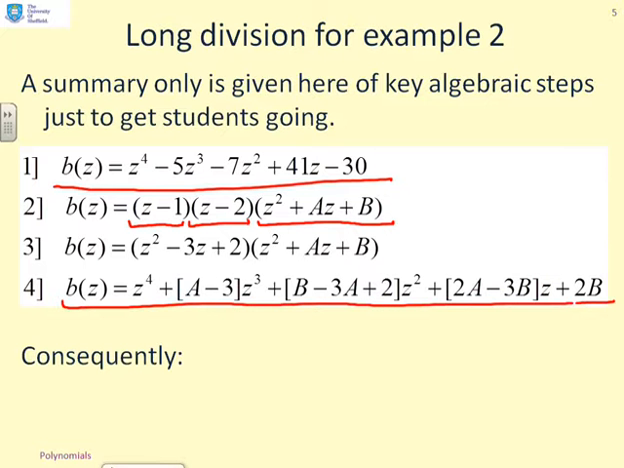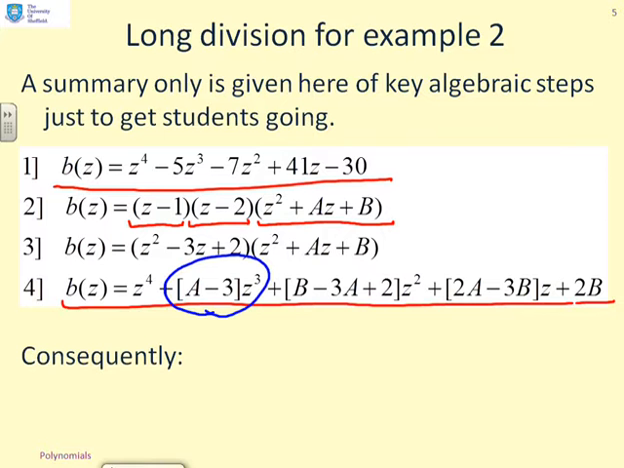You see what you get. z to the 4 plus (a minus 3) z cubed plus (b minus 3a plus 2) z squared plus (2a minus 3b) times z plus 2b. And you remember from the previous slides that what we can do now is we can simply match coefficients.